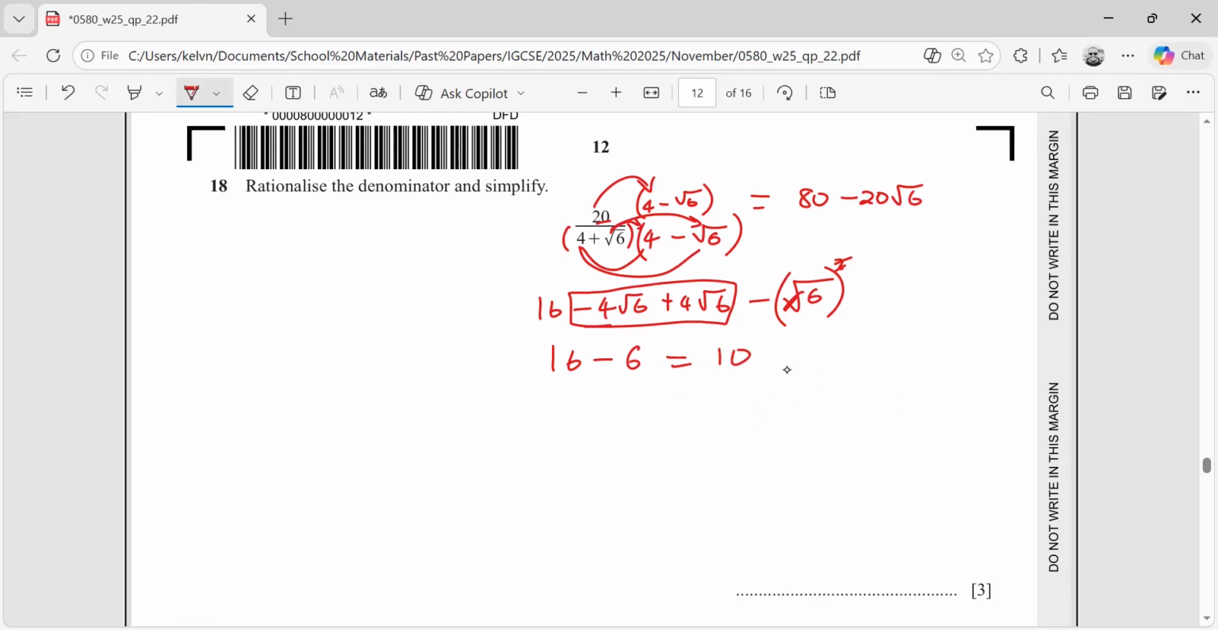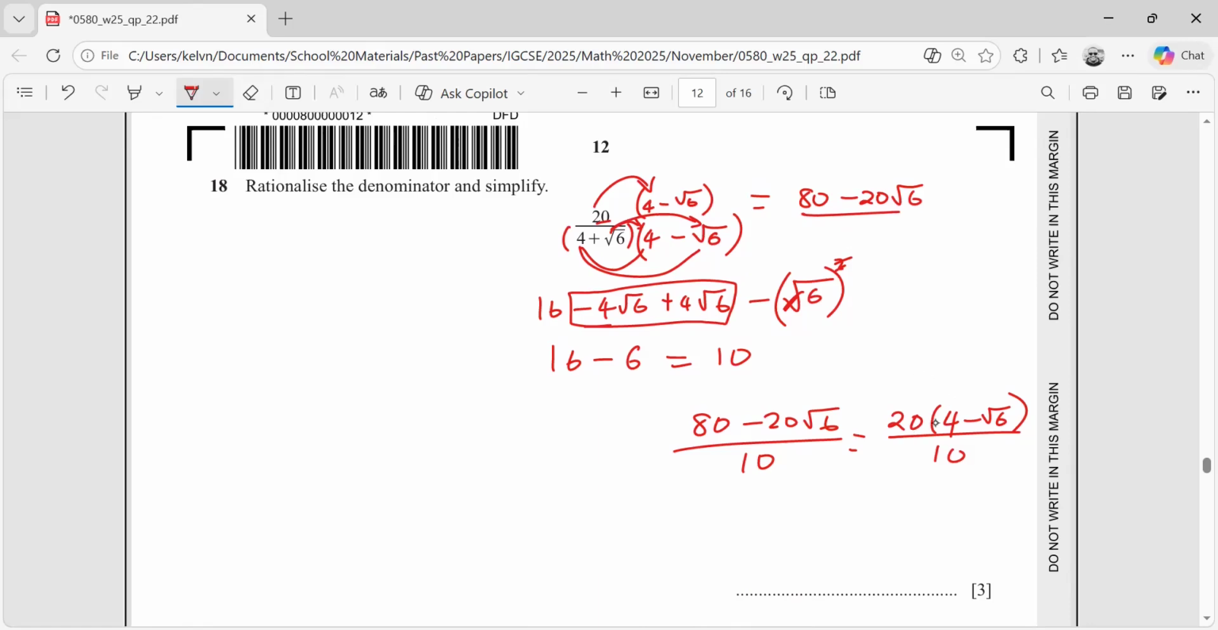Okay, and now let's put everything together. So you have 80 minus 20 square root 6 over 10. Earlier I expanded the bracket. I should have left it as 24 minus square root 6. Usually it's good to not expand earlier on because you might need to simplify later on. So I prefer that you don't expand it earlier on, though that's what we did here.